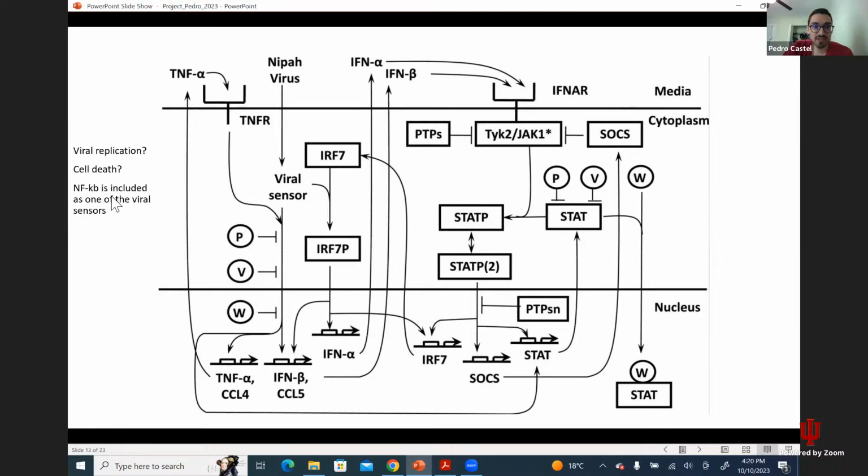And NF kappa B is included in the model as part of the viral sensor, this node right here, which promotes the interferons. Basically that's what it does here. And also the IRF7, which is part of the pathway that promotes interferon again. So there are plenty of reinforced paths in this network.